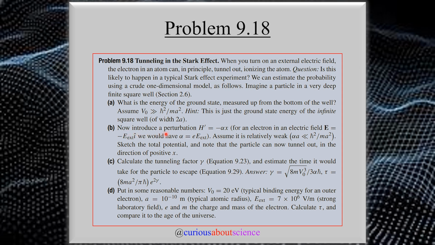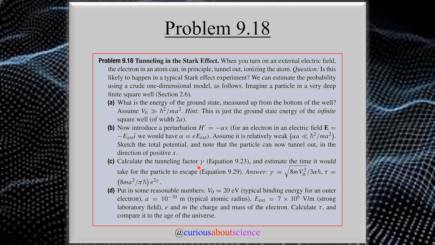Now, introduce the perturbation H prime equal to negative alpha x. For an electron in an electric field E equals negative E external in the i hat direction, we would have alpha equal e times the external field. Assume it is relatively weak such that alpha a is much less than h bar squared over m a squared. This is how perturbation theory works, so it has to be a small effect. Sketch the total potential and note that the particle now can tunnel out in the direction of the positive z or positive x-axis.